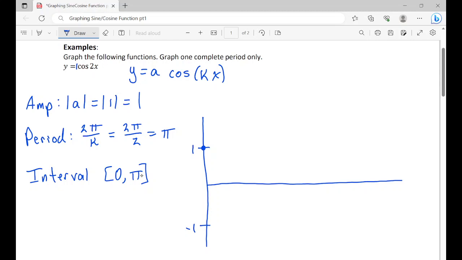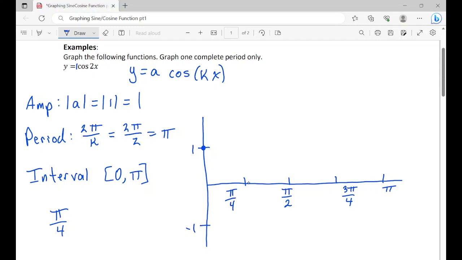Well, we know it's going to cross 2 times because that's what a cosine function does. So a nice way to do this is to take your period and divide it by 4. And so we're going to go in quarter increments along the entire x-axis until we finish at pi. So first thing here is going to be at pi over 4, then at pi over 2, then at 3 pi over 4, and then finally ending at 4 pi over 4, which is just pi.